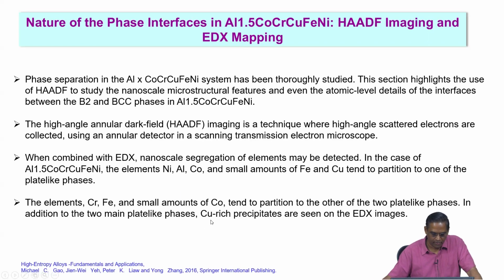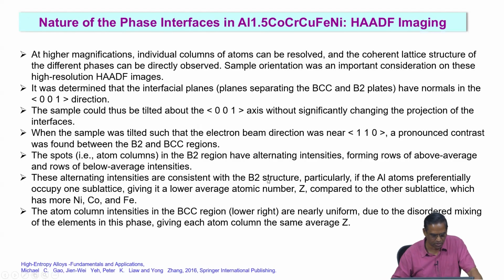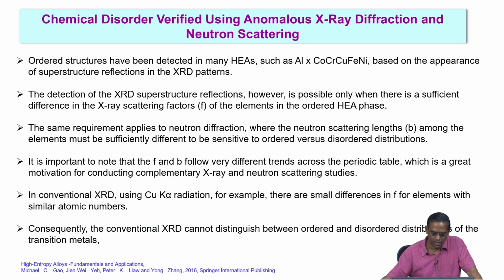In addition, they have copper-rich plates also seen in this particular image. This I have already described about these high resolution images. Now, we will go to another case study, very interesting: chemical disorder verified using anomalous X-ray diffraction and neutron scattering. This is quite new, not the conventional characterization techniques that we normally use.